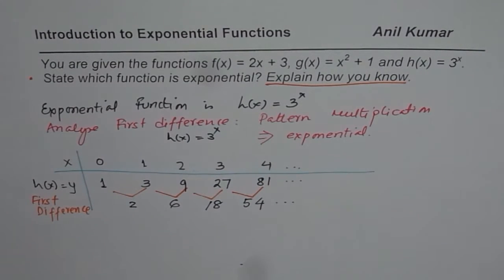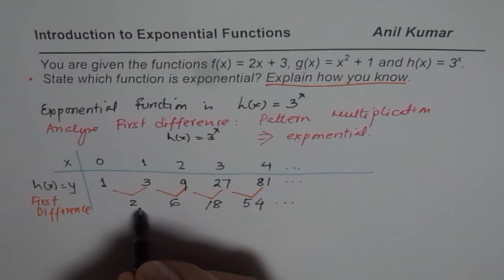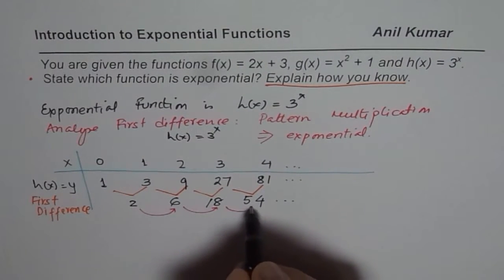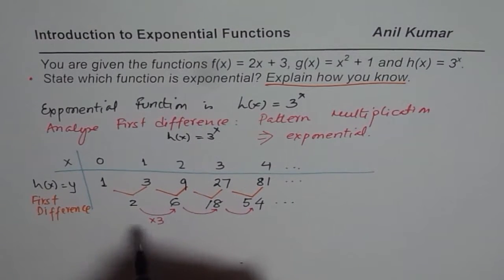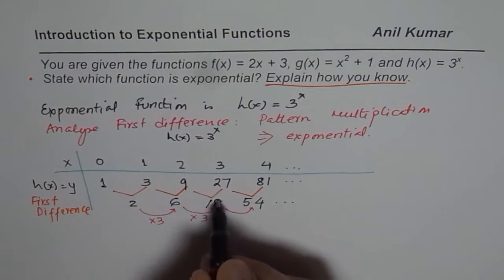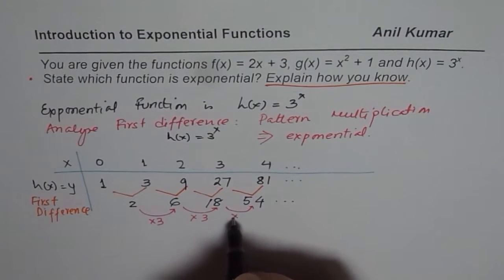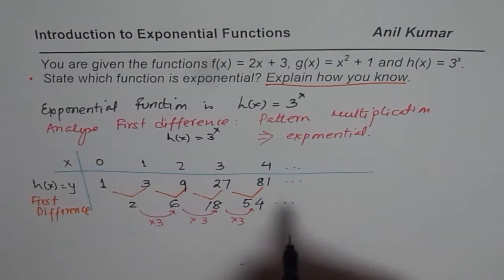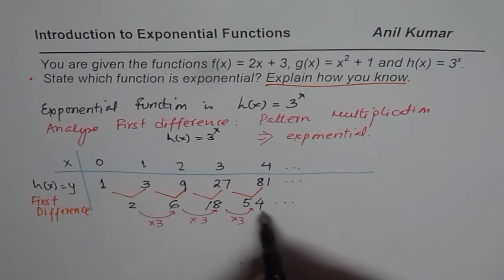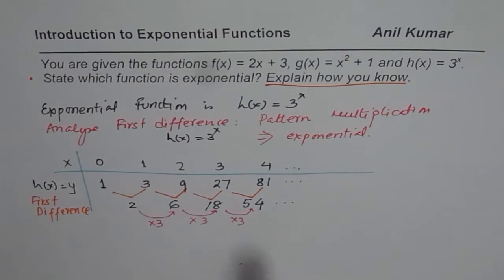Now what do you notice about the first difference? Well, we can very clearly see that these values are all related, and they are related by times 3. 2 times 3 is 6, 6 times 3 is 18, and 18 times 3 is 54. So if you just extend this table, you will notice that the first difference has a pattern.